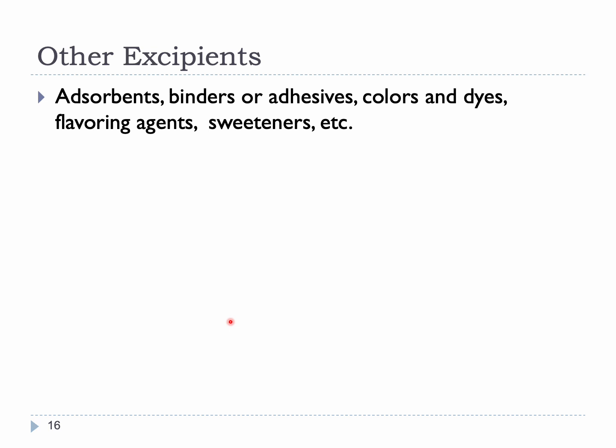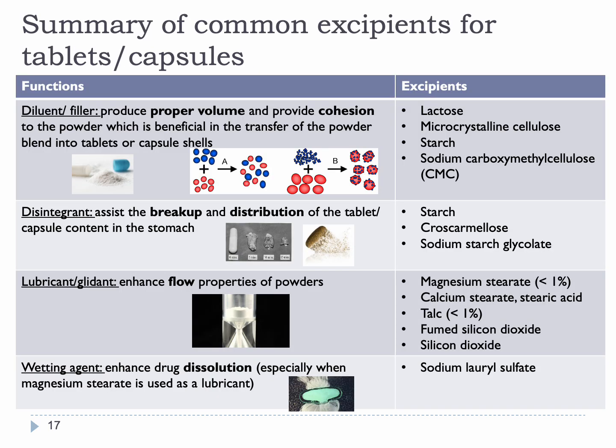Besides the four main excipients mentioned above: diluent, disintegrant, lubricant, and wetting agent, we also sometimes need other excipients such as adsorbents, binders or adhesives, colors and dyes, flavoring agents, sweeteners, etc. This is the summary of common excipients used for tablets or capsules. Tablets and capsules share a lot of common properties in the excipients used: gel, diluent, filler, disintegrant, lubricant, coloring, wetting agent, etc.